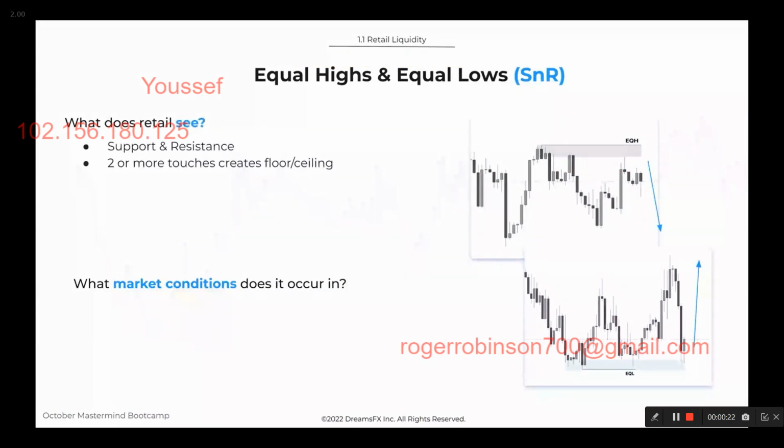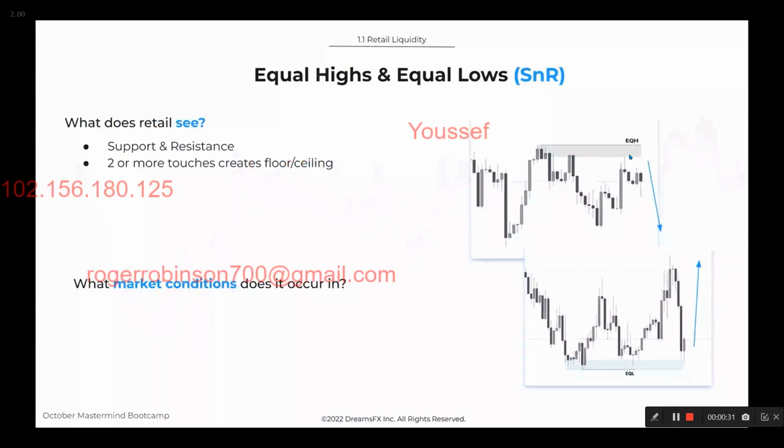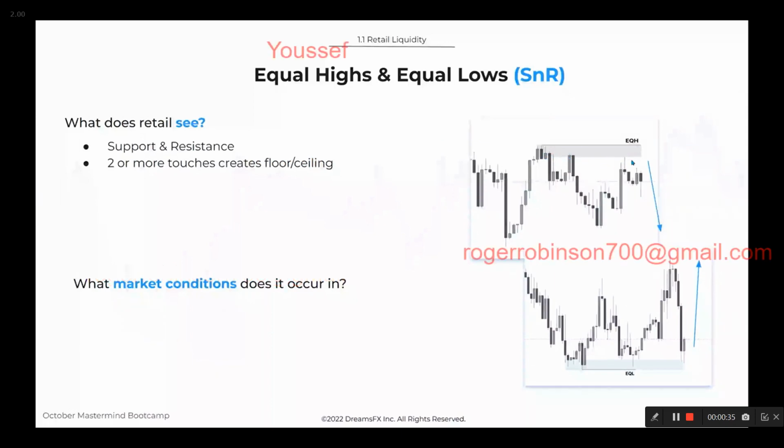What do retail traders see? We know that retail traders obviously see support and resistance. When you're looking at equal highs, equal lows, it's just a conglomerate area that has at least two touches, if not three. It doesn't matter if it's candle wicks or bodies, but what is essential is it's building some form of ceiling, some form of resistance where we know traders are going to be selling.